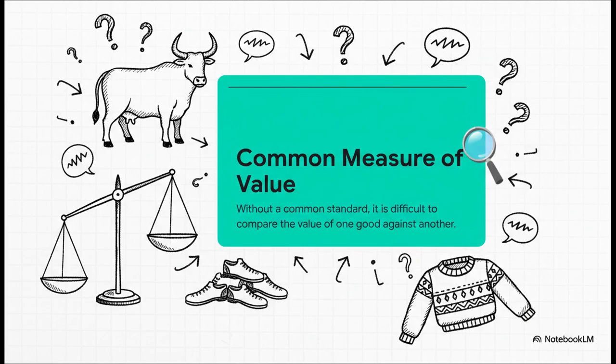But okay, let's pretend he gets super lucky. He finds the cobbler who wants an ox. Now you hit problem number 2. How do you figure out what anything is worth? Is an ox worth 10 pairs of shoes? 100? How many sweaters is a pair of shoes worth? Every single time you wanted to trade, you had to start this long, drawn-out negotiation from scratch, because there was just no common standard of value.